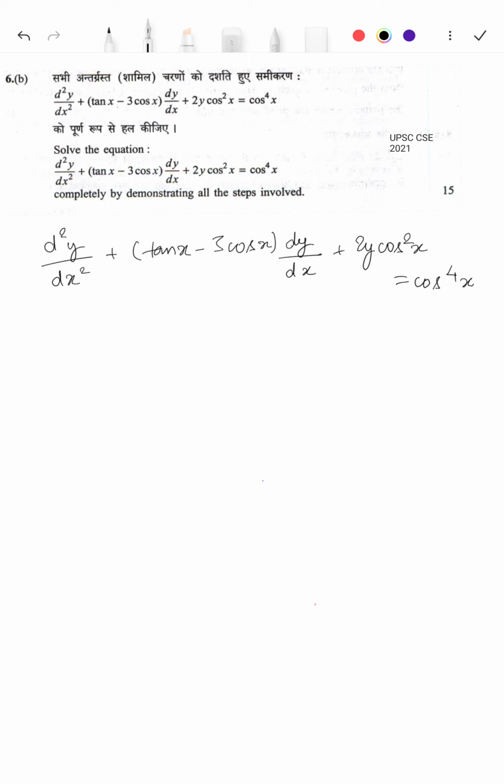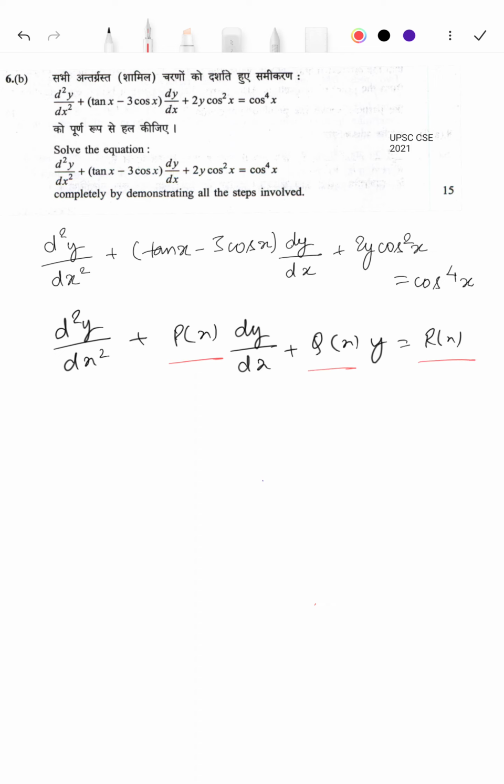So if we look here, then this given equation is of the form d square y by dx square plus p of x dy by dx plus r of x y is equal to, sorry, let this be q of x, where p of x, q of x and r of x are functions of x. So 10x minus 3 cos x is my p of x, and 2 cos square x is my q of x, and cos to the power 4 x is my r of x.